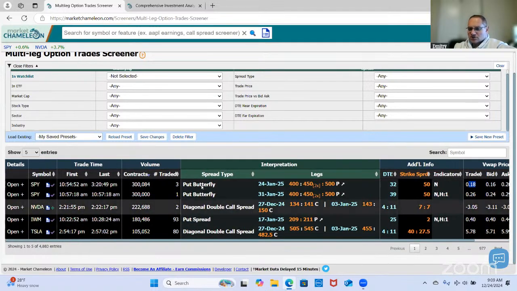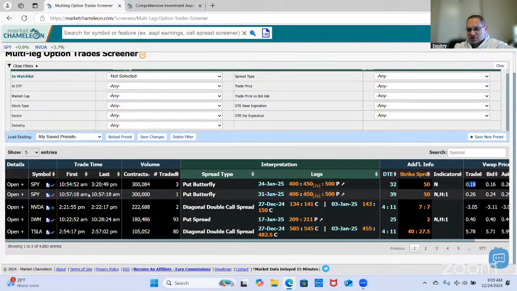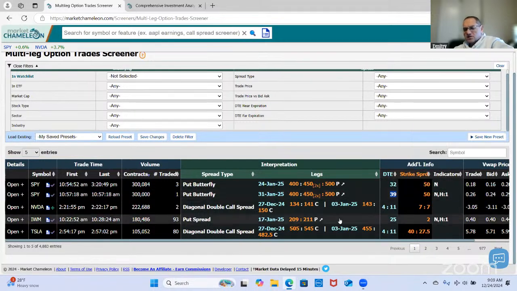We could also see there was another put butterfly in SPY 1057.18. One time it traded 300,000 contracts. This one was in January 31st expiration. So same strikes, but different expiration. So you could see the difference here. One's 32 days, one's 39 days apart.